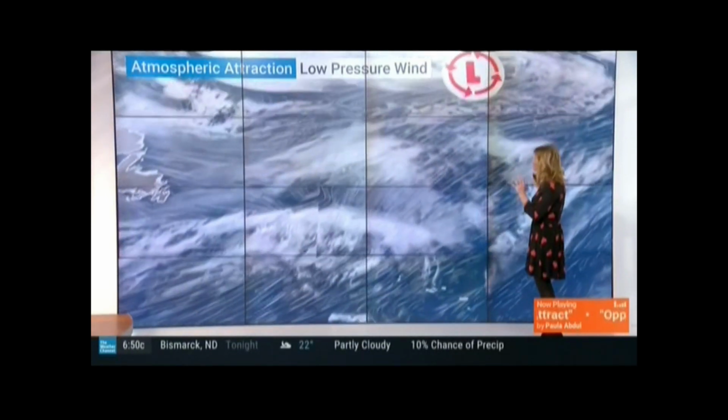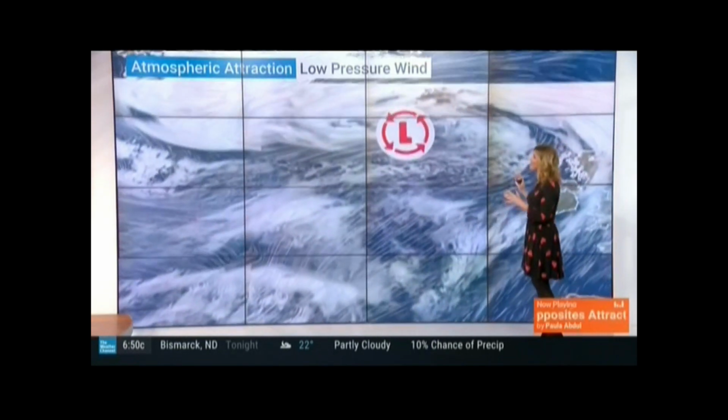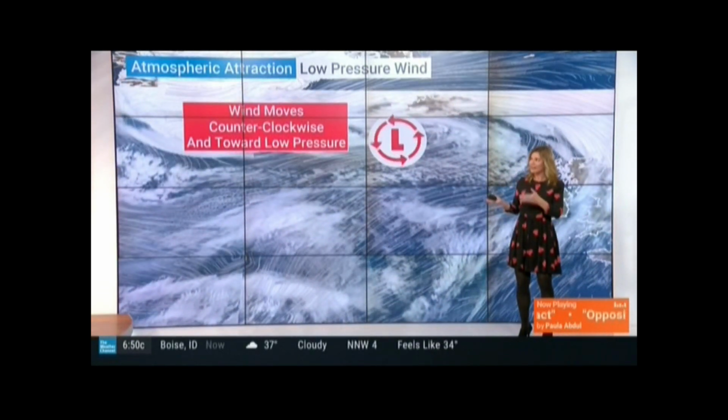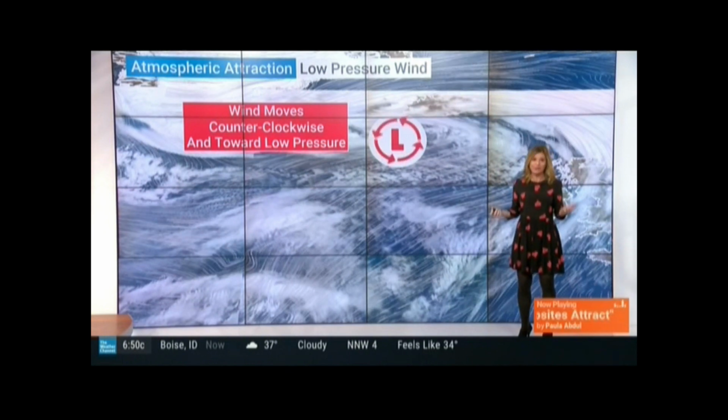That low pressure, the ultimate atmospheric attractor, but things get lousy pretty quick around the low pressure. That air is rising, and that's where you have all the bad weather.